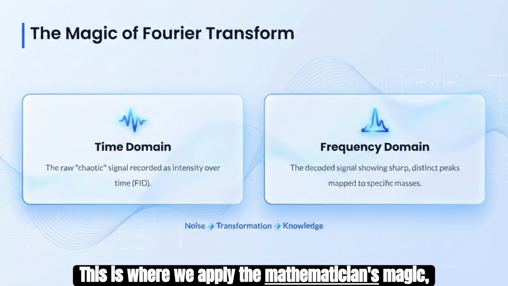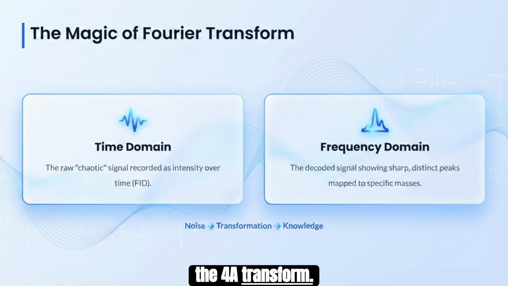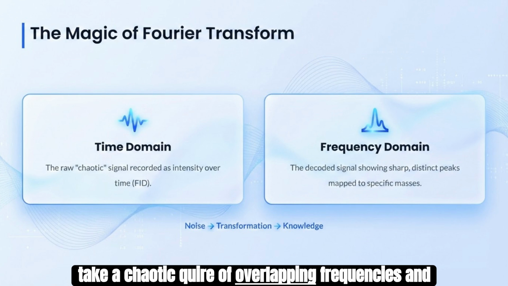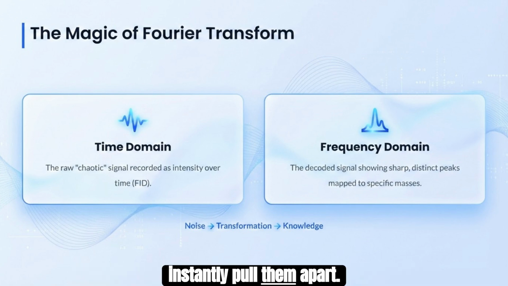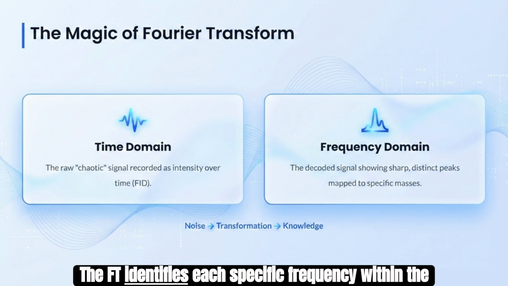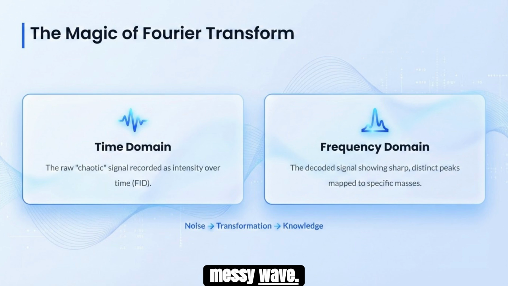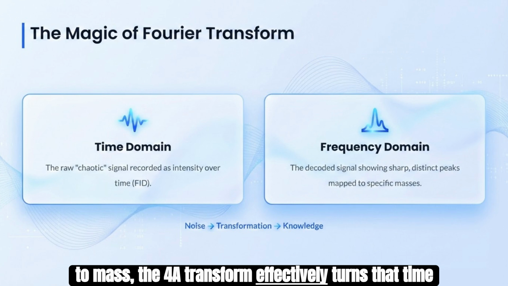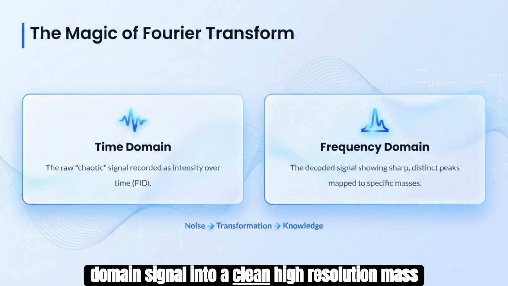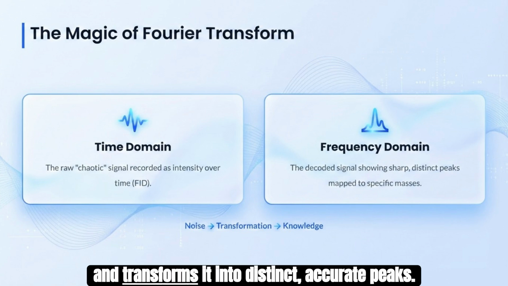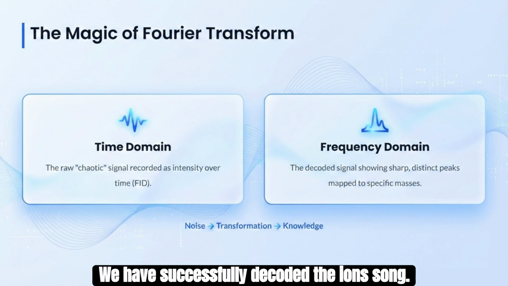This is where we apply the mathematician's magic, the Fourier transform. The FT is a sophisticated mathematical filter that can take a chaotic choir of overlapping frequencies and instantly pull them apart. It is the bridge between what we hear and what we know. The FT identifies each specific frequency within the messy wave. Because our equation tells us that frequency is tied to mass, the Fourier transform effectively turns that time domain signal into a clean, high-resolution mass spectrum. It takes a signal that looks like gibberish and transforms it into distinct, accurate peaks. We have successfully decoded the ion's song.